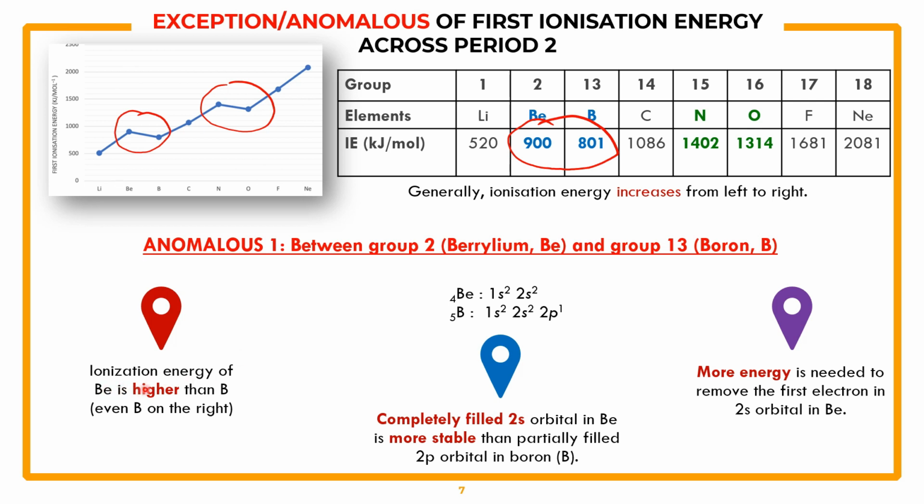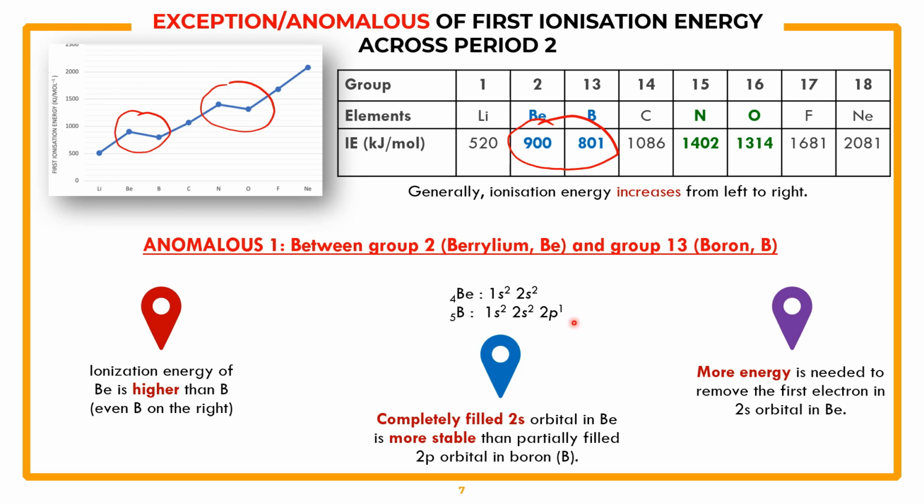So the first ionization energy of beryllium is higher than boron. Okay, the first IE of beryllium is higher than boron. Okay, kenapa? To explain better, or to make you understand better, you have to write sama ada SPDF notation, electronic configuration ataupun you can draw the orbital diagram.